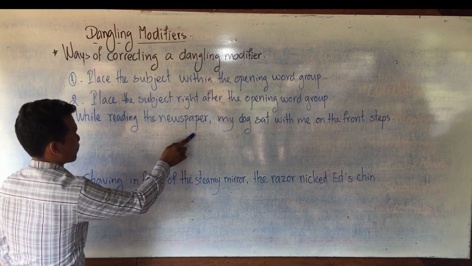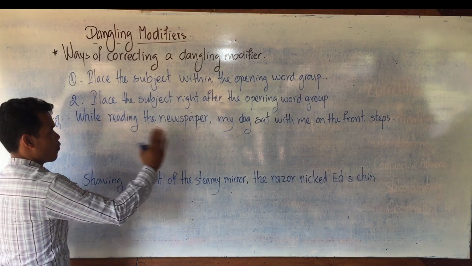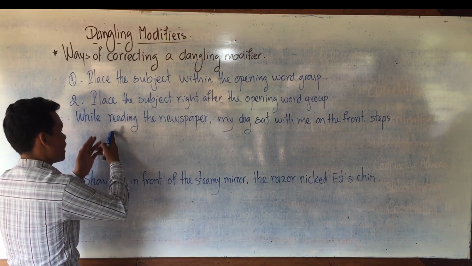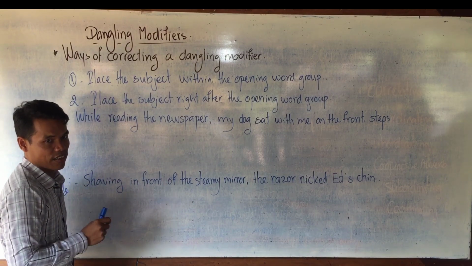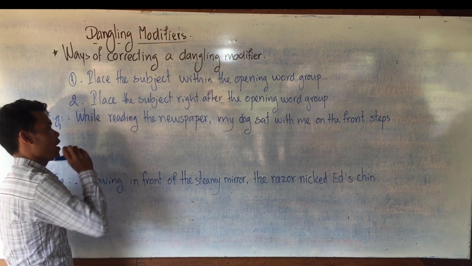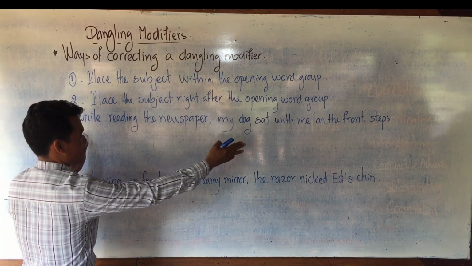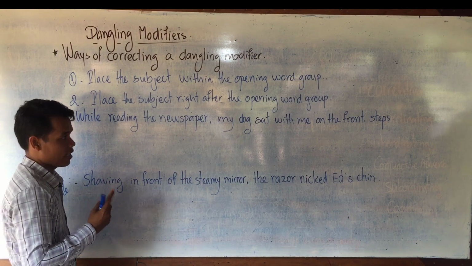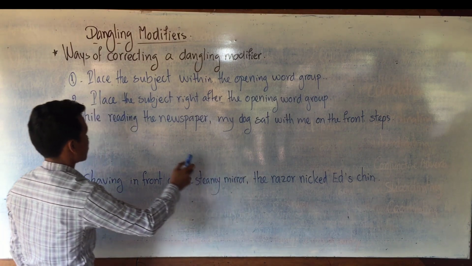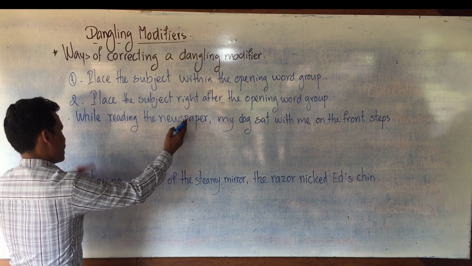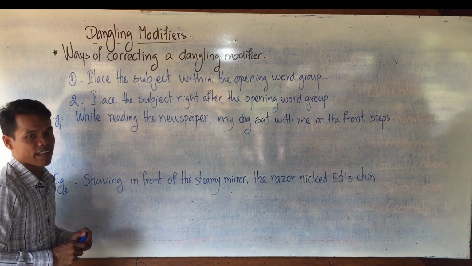While reading the newspaper, my dog sat with me on the front step. Which one is the opening word group? Opening word group here means that you can play whatever, make sure that it is logical. Here you have to place a subject, called a logical subject, in order to make the sentence meaningful. While reading the newspaper, my dog sat with me on the front step. By writing like this, the dangling modifier from while to newspaper is called a dangling adverbial clause.